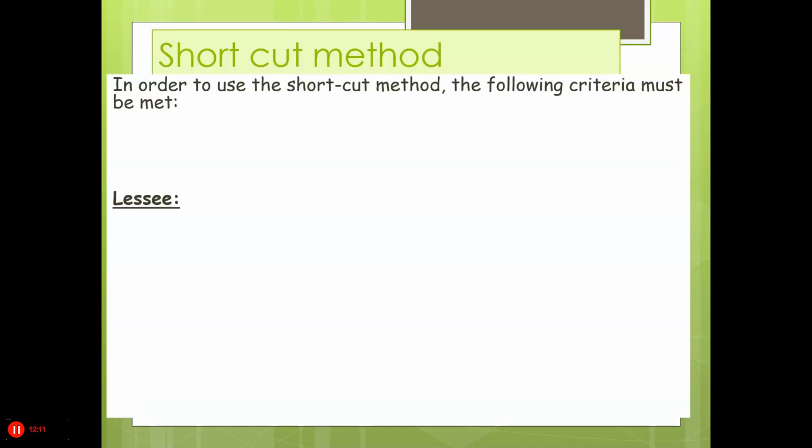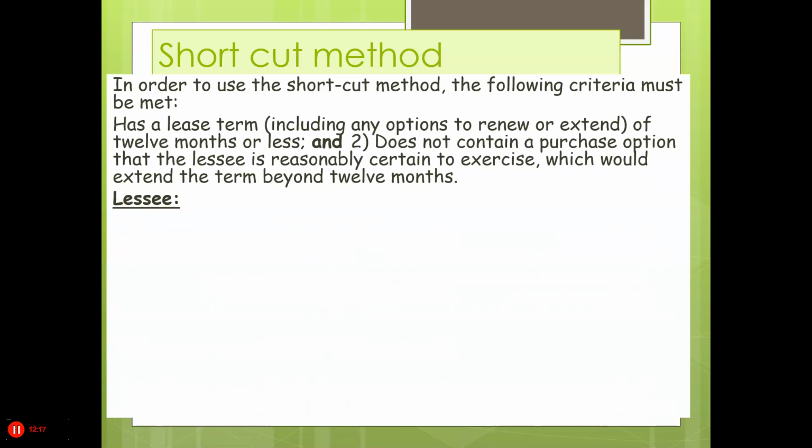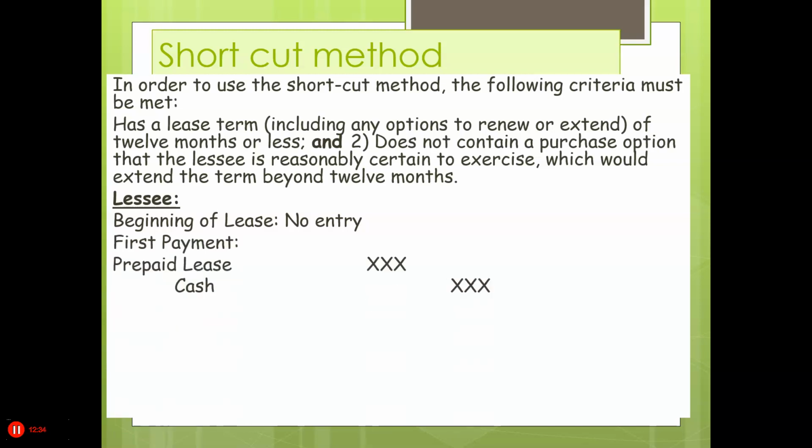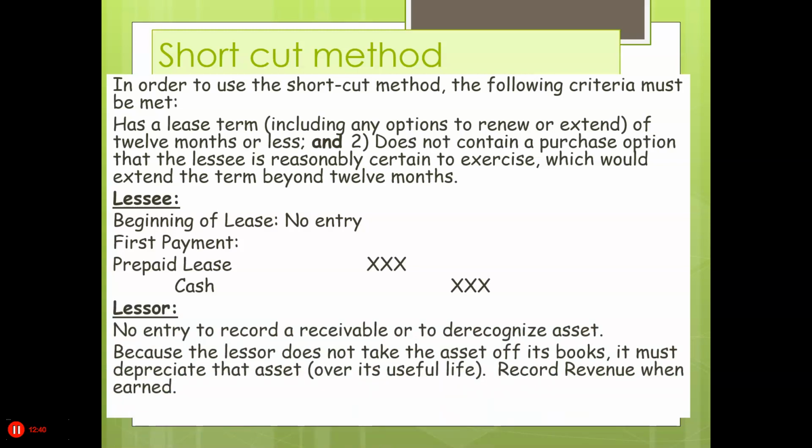In order to use the shortcut method, the following criteria must be met. One, the lease has a term, including any options, of 12 months or less, and two, it does not contain a purchase option that the lessee is reasonably certain to exercise, which would extend the term beyond 12 months. Lessee, beginning of lease, no entry. You don't have to record the right-of-use asset. And their first payment would be prepaid lease, cash. Lessor, no entry is recorded to record a receivable or to derecognize an asset because the lessor does not take the asset off its books. It must depreciate that asset and record revenue when earned.